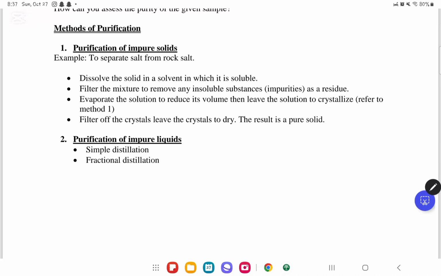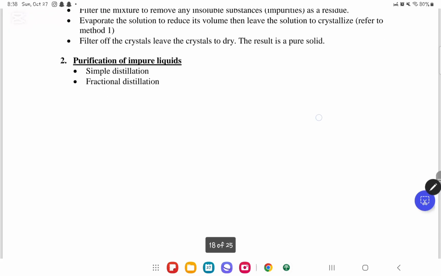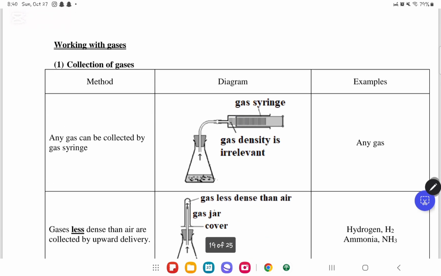Basically, for example, if we're going to separate salt from rock salt, we're going to put it in water. The salt will dissolve. After that, we're going to filter the mixture, and the impurities will not dissolve, they will remain as a residue. After that, we're going to evaporate the solution to leave the solution to crystallize, okay? After that, the crystals, we will leave them to dry, and then we will get a pure solid. Now, to purify impure liquids, you have two methods, either simple distillation or fractional distillation.